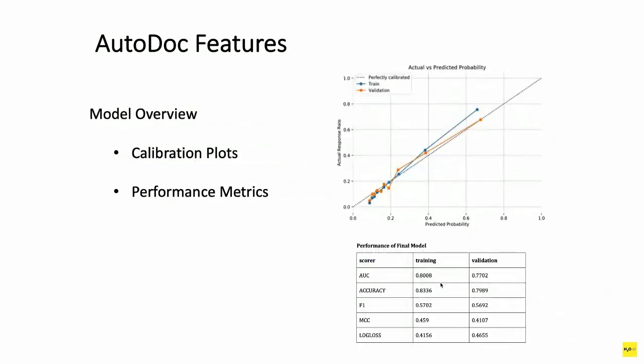The next section of the AutoDoc will have model overview. There's quite an assortment of details in this section, but the two things I want to highlight are the calibration plot that's available and the performance metrics. So the performance metrics that we will provide are based off of the performance metrics that are available in H2O3.